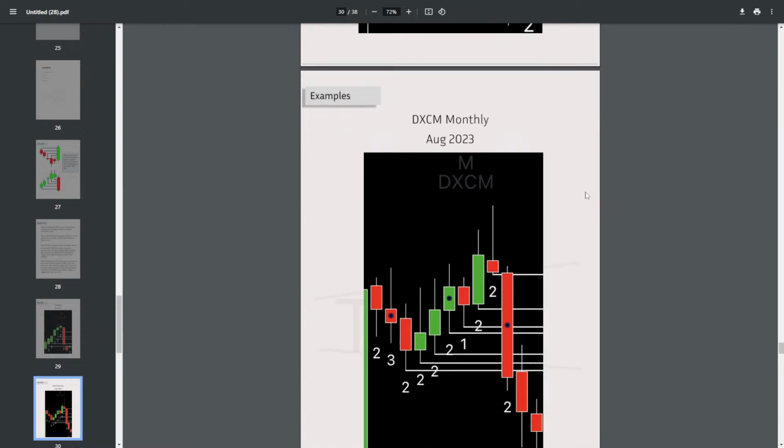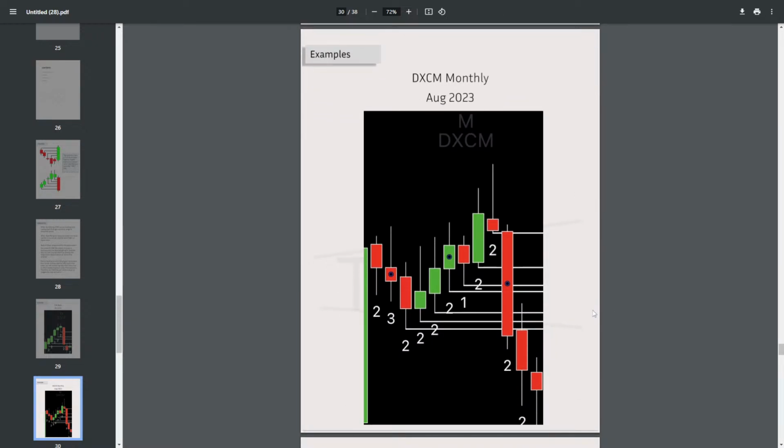And this was a really crazy one we had in August of 23. You see DXCM on the month. What we can notice is the shooter month actionable signal. So we can look for that. And then you get the 2-2 pivot machine gun.